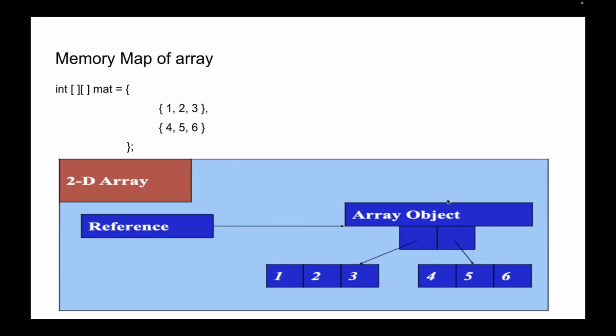So we have an array object and we have 2 boxes. The first box refers to your first array. The second box refers to your second array. This is containing the elements 1, 2, 3. This is containing elements 4, 5, 6. And then there is this reference. So what is this reference? This mat variable is the reference which is pointing to the array object.